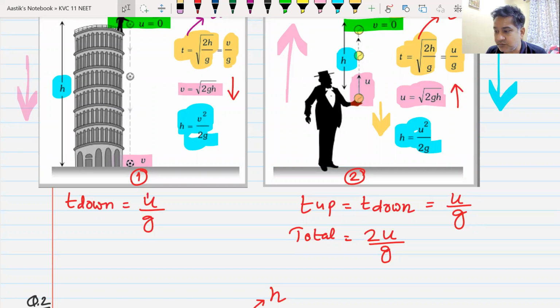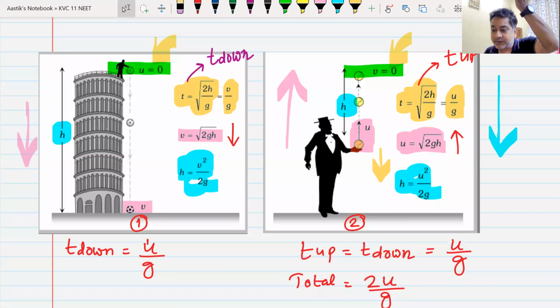Remember, we had thrown a particle vertically up, and we had seen that the time it takes to go up and the time it takes to come down were same. Yes or no? We had seen that the total time of flight was 2u by g. Here, it was thrown vertically up with a velocity u.